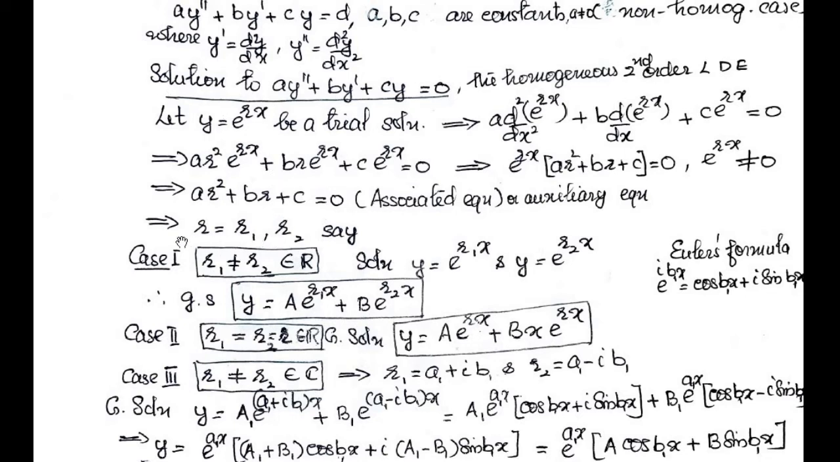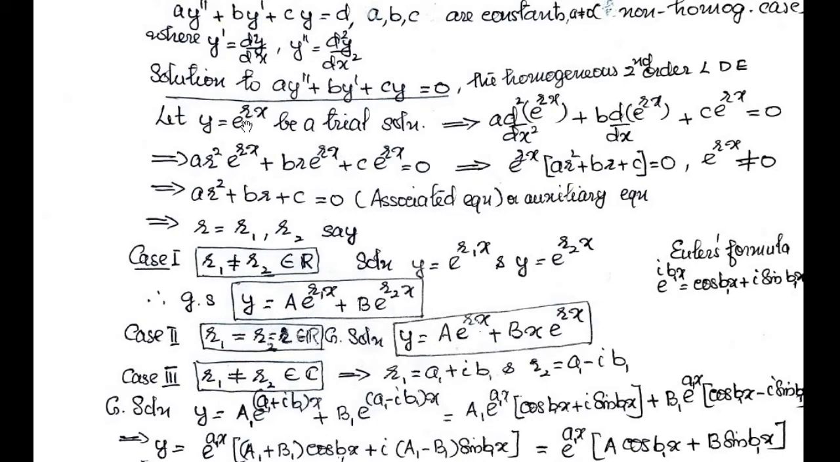So there arise three cases. We shall consider them one by one. So the first case is r1 not equal to r2, and r1 and r2 are real numbers. See, this is our trial solution, y equal to e raised to rx, and we got two values, r1 and r2, for r.